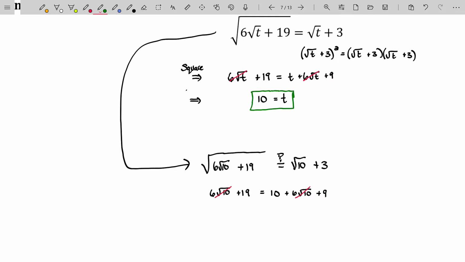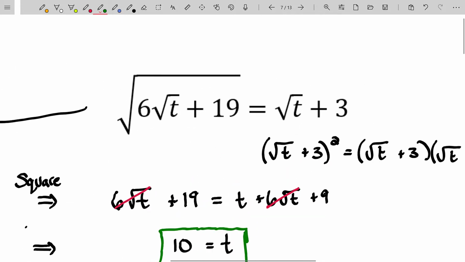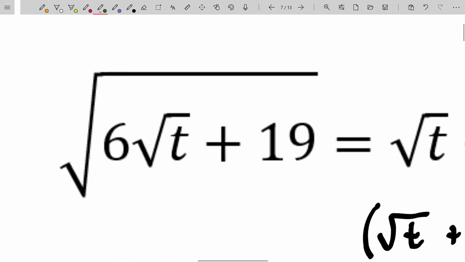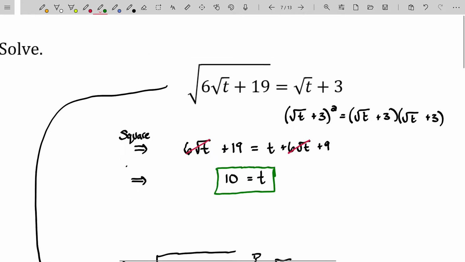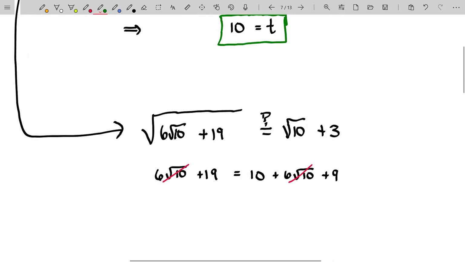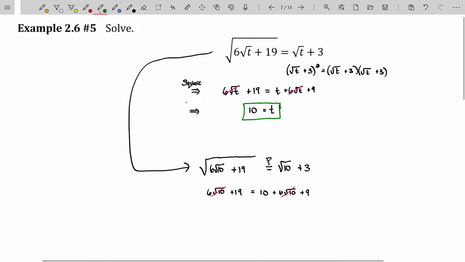Checking it was not the easiest just because the square root of 10 is not a nice number to compute. But that's okay. Just because it's not nice doesn't mean that you can't check it. It's pretty easy to check, actually.